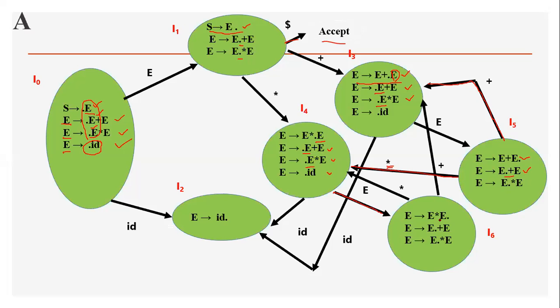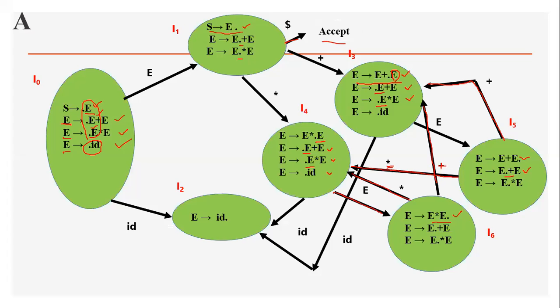Then this is anyway dot at the end. But for this, it is also E derives E plus dot E. It is already there. You just connect to that on plus. On plus, you are connected. Then on star, you are connecting to this particular state. Okay, like that, the entire particular states will converge.